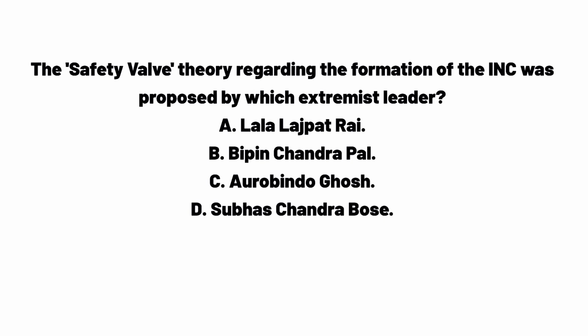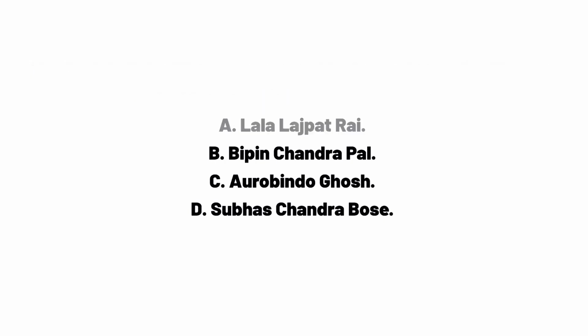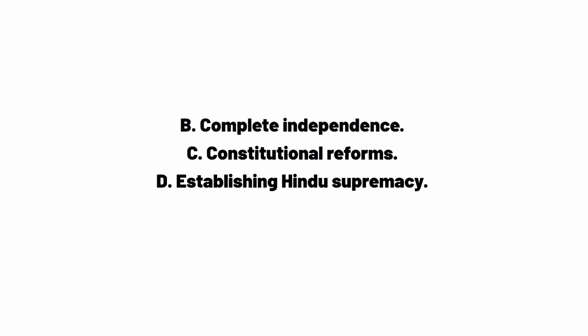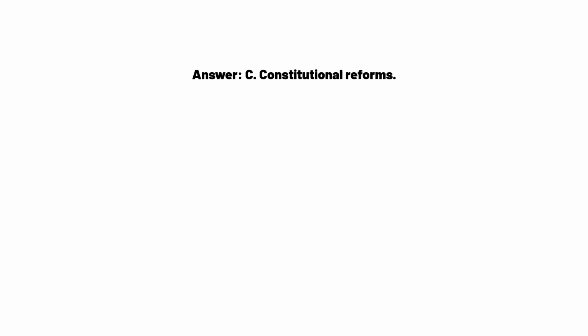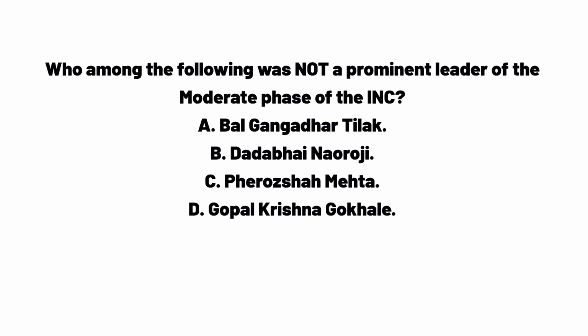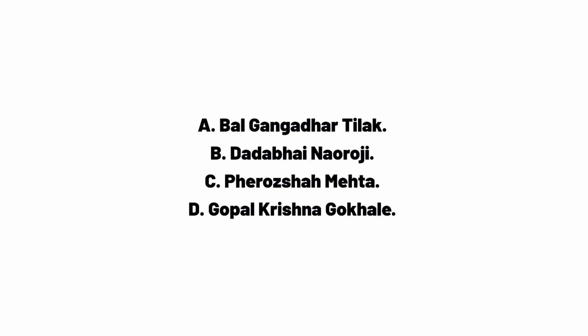The safety valve theory regarding the formation of the INC was proposed by which extremist leader? A. Lala Lajpat Rai. B. Bipin Chandra Pal. C. Aurobindo Ghosh. D. Subhas Chandra Bose. Answer: A. Lala Lajpat Rai. What was the main aim of the INC during its moderate phase? A. Armed rebellion. B. Complete independence. C. Constitutional reforms. D. Establishing Hindu supremacy. Answer: C. Constitutional reforms. Who among the following was not a prominent leader of the moderate phase of the INC? A. Bal Gangadhar Tilak. B. Dadabhai Naoroji. C. Firoz Shah Mehta. D. Gopal Krishna Gokhale. Answer: A.